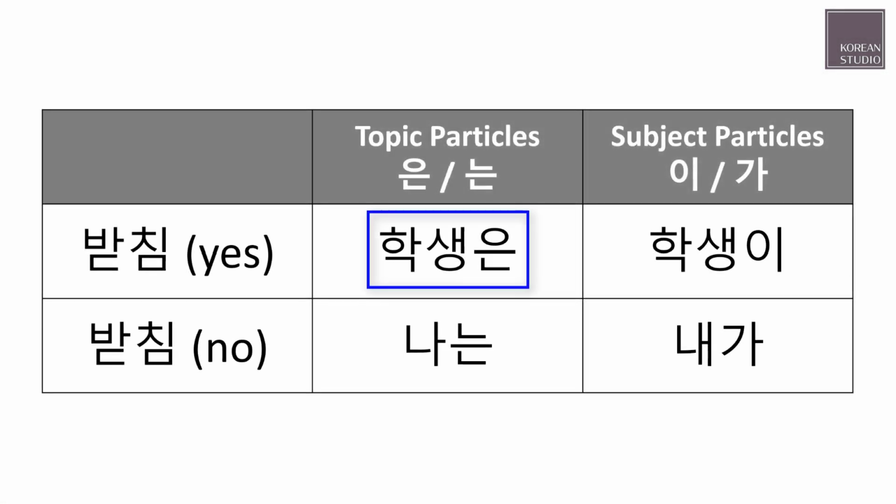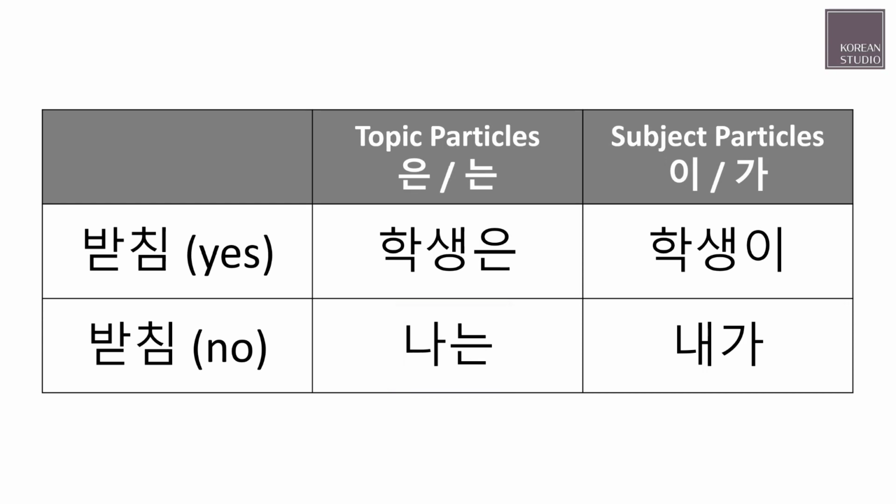Now, whether you use the topic particles 은 and 는 or subject particles 이 and 가 depends on whether the syllable before the particle has a 받침 or doesn't have a 받침. For the noun 학생, because the final syllable 생 has an 이응 받침, we use the topic particle 은. But for this subject, 나, which only has one syllable, there is no 받침, so we use the particle 는.